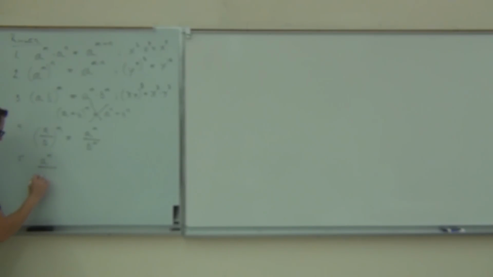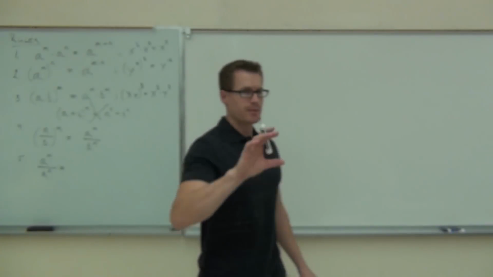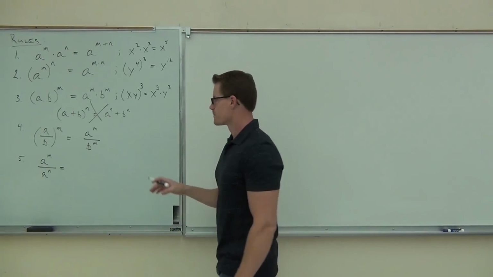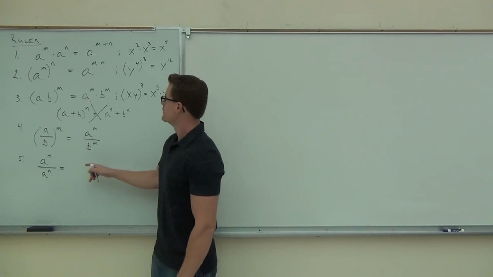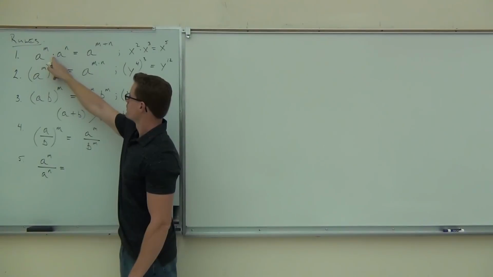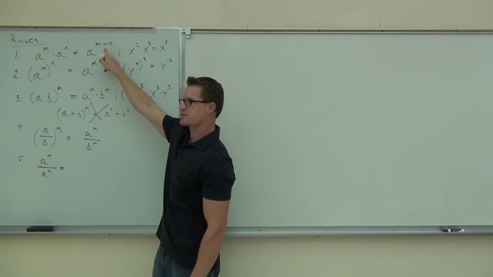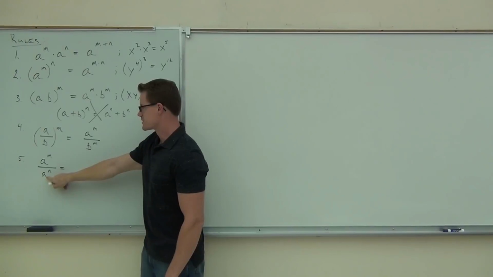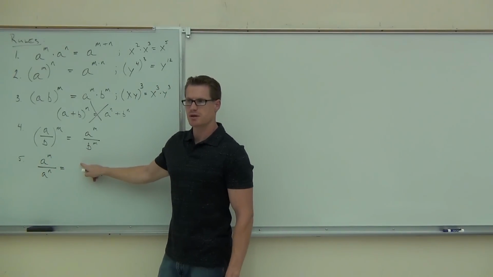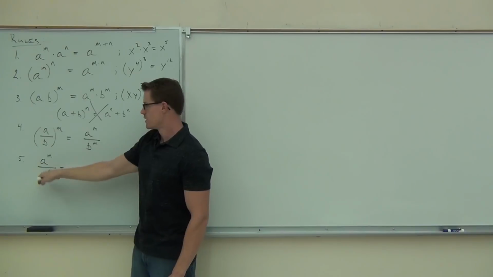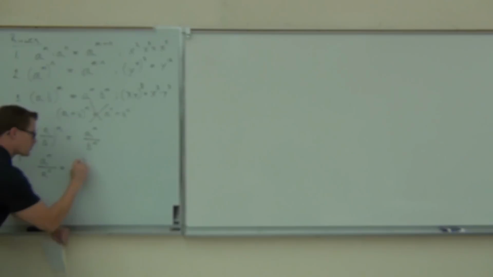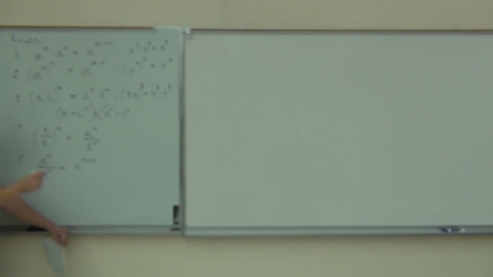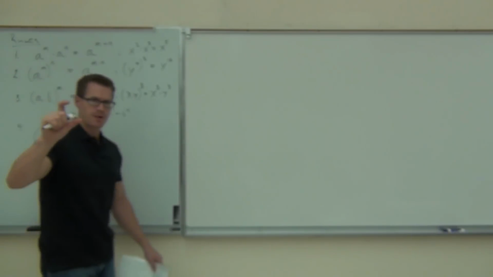If I have a quotient where I have the common base of a, a to the m power over a to the n power: if I multiplied common bases, I got to add exponents. When I divide common bases, what am I going to do to those exponents? Multiplication means you're going to add those exponents. Division means you're going to subtract those exponents. And we do it like this: a to the m minus n. The top power minus the bottom power.